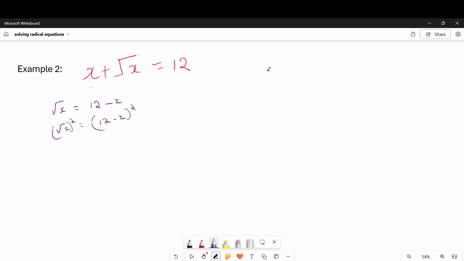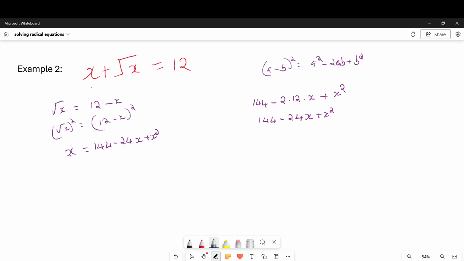So the same expansion formula we need to apply here. What will be the (12 minus x) whole square? 12 square is 144. So this is the right hand side. What will be the left hand side? Just x is equal to 1. So here x and minus 24x.